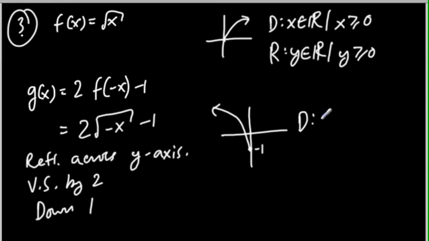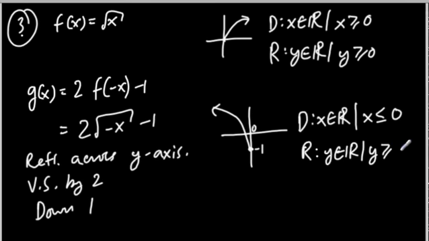So the domain is x is an element of reals, x is less than or equal to 0, because it's just gone down, but basically this point is still 0. The range, if you observe, is greater than negative 1, so the range is y is greater than or equal to negative 1. Okay, let's move on to the next one.